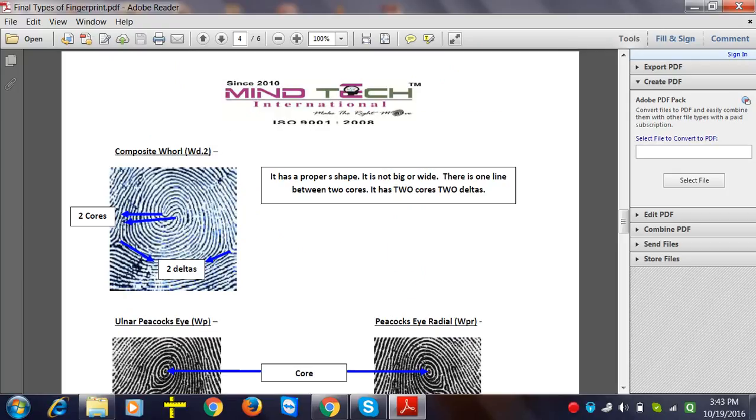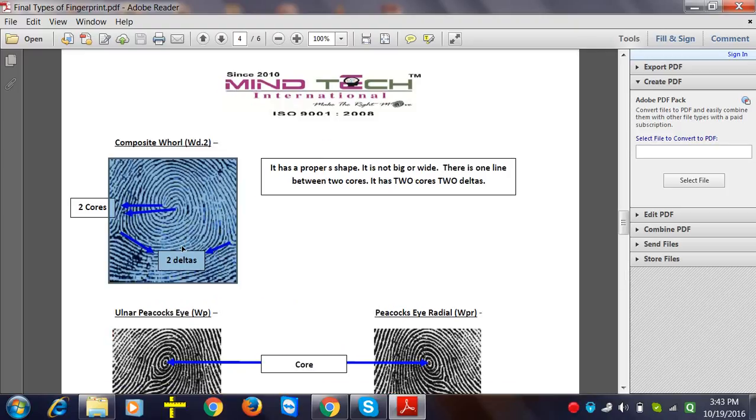Then we have composite whorl. There's nothing big or wide, it's a proper S. There are two cores and two deltas, and the lines between the cores will be 1. The S will be a perfect S, nothing big, nothing wide. The ridge count, again, will be from both the sides, from left delta to left core and right delta to right core. Whichever the higher value will come, you'll put it into the system.